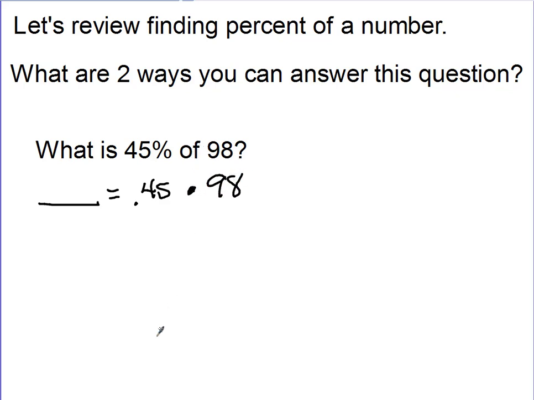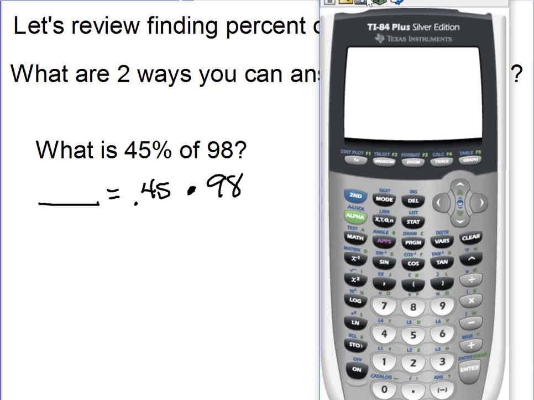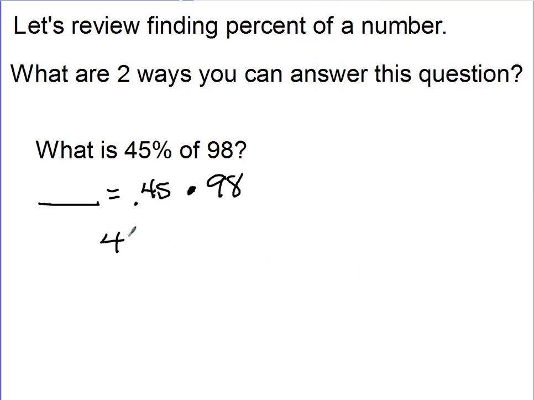So we just take our calculator out. Let me get my calculator here real quick. Let me get it on the screen. Pull the calculator in, and we just multiply the problem. So we got 0.45 times 98. And we end up with 44.1. So 45% of 98 is 44.1.